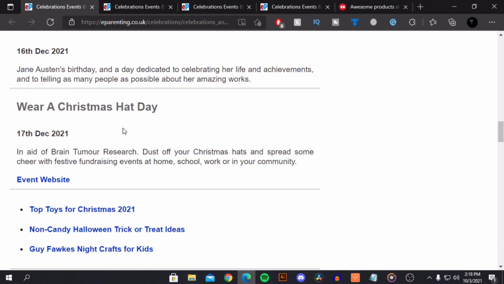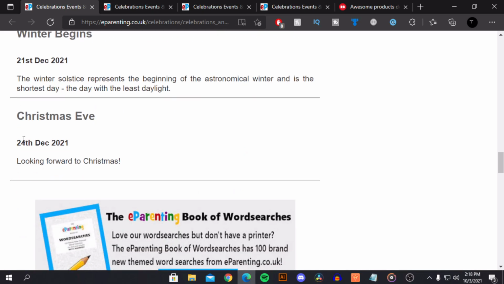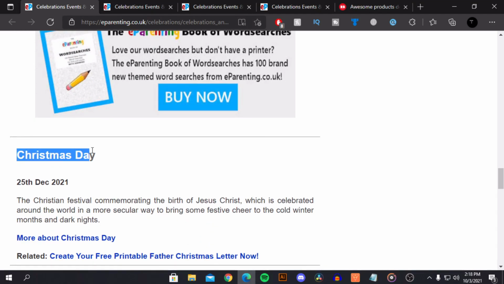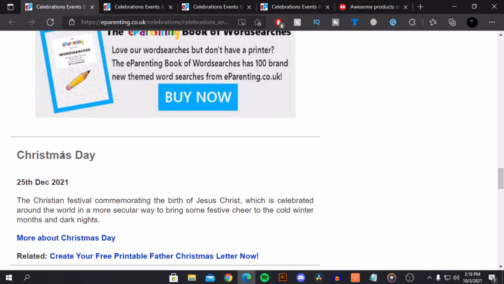And here, as you go along, you can see St. Lucia Day, Jane Austen Day, Wear a Christmas Hat Day, and in the end there are also topics related to winter and the winter holidays. You can target the niches which are related to winter or the winter holidays. And the 24th December is Christmas Eve, which is very important, the best night for everyone, and the last is Christmas Day, held on 25th December.